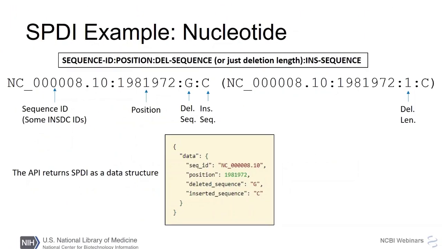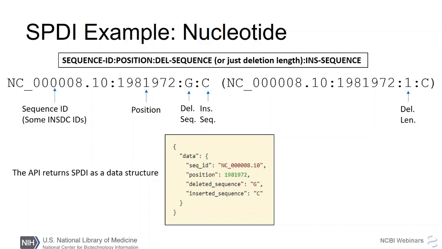Okay, so here's an example of a variant that's shown in SPDI notation, and this is the linear form of this. And as you can see, also on the slide, there's a structured JSON, a JavaScript object format, for the SPDI, which is what the APIs are going to return to you. Basically, you have a sequence ID. This is a reference sequence for chromosome 8, a position in that reference sequence. Then there is a base that's deleted and a base that's inserted. And notice that the SPDI variant model doesn't require that you have the deleted base there. You can just use the length of the base.